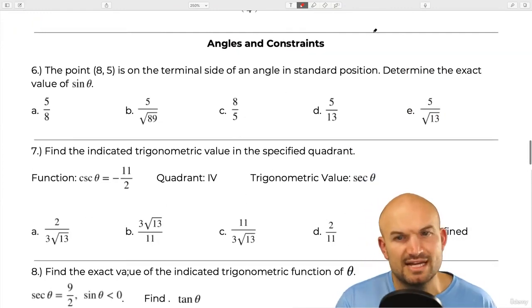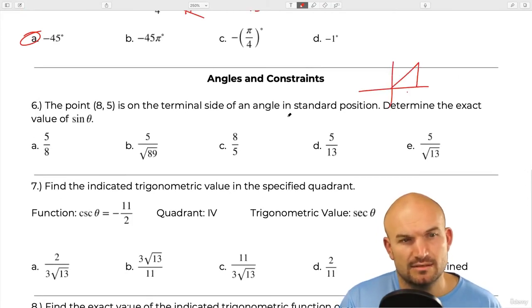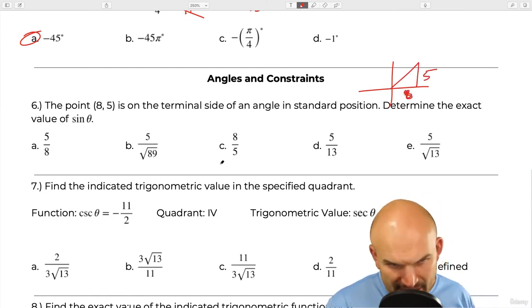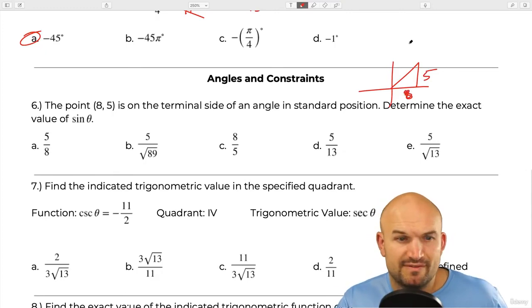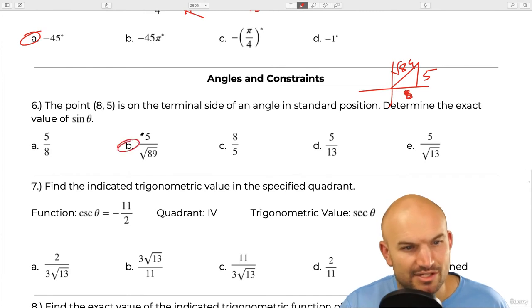Find the exact value of sine. So let's go ahead and sketch this here. So we have 8, 5. Looks like 64 plus 25, so that's going to be square root of 89. So it looks like the only answer here is going to be B, right? We're looking for sine. So that looks good.